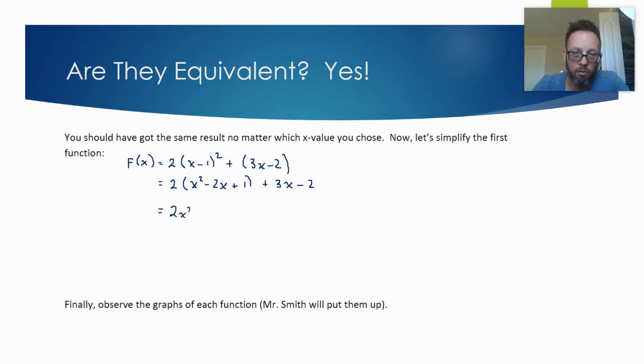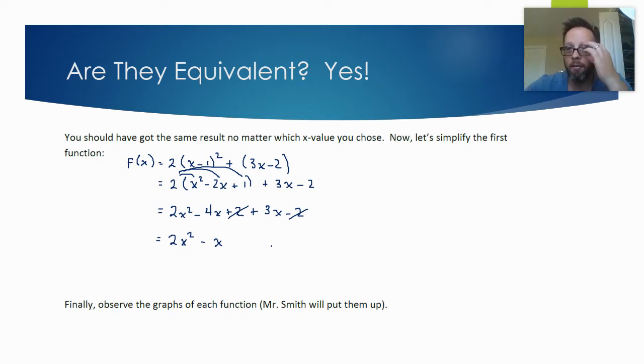Distribute the 2. 2x squared minus 4x plus 2. Distribute the 2. And we still have plus 3x minus 2. So check this out. We have 2x squared minus 4x and 3x give you minus 1x, and 2 minus 2 is 0. So we've just actually shown that algebraically these two guys are equivalent because one simplifies to the other.